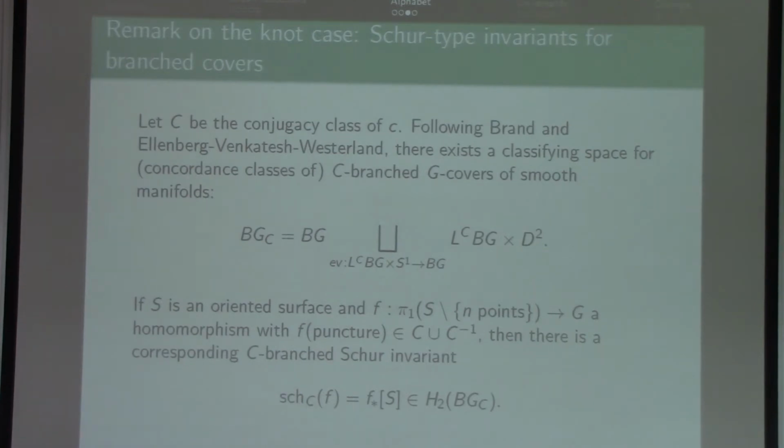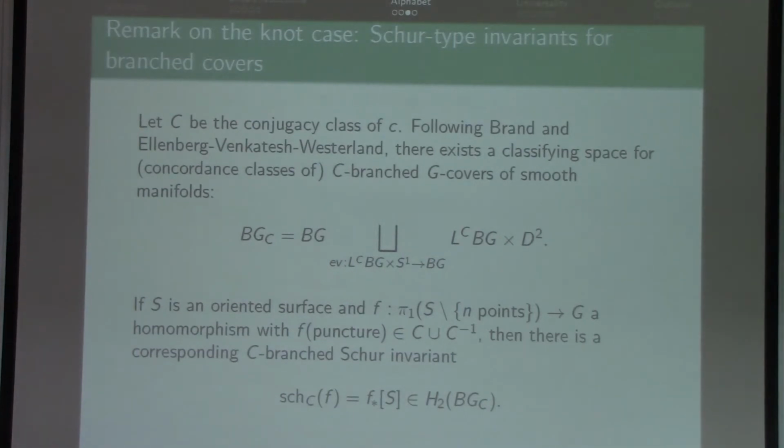And then you get a Schur invariant. So if you have a surface and a map from pi1, you puncture it, and you have a map from pi1 of this punctured thing to G, and you know something about where the punctures go, then you wind up getting a homological invariant, just like before. Except now it's in a different H2.